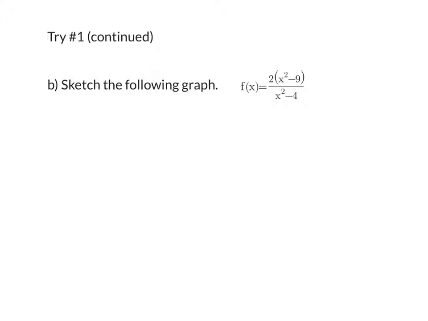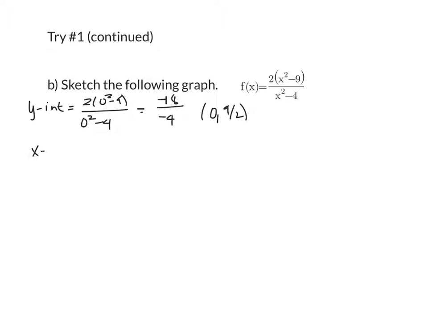All right, so we're going to sketch the following graph, but in order to do that, we need to find our y-intercept first. So our y-intercept would be making all the x's 0. So it'd be 2 times 0 squared minus 9 over 0 squared minus 4. 0 squared minus 9 is actually negative 9 times 2 is negative 18 over negative 4. That reduces down to 9/2. So our y-intercept is 0, 9/2. Fun. That's really 4.5.